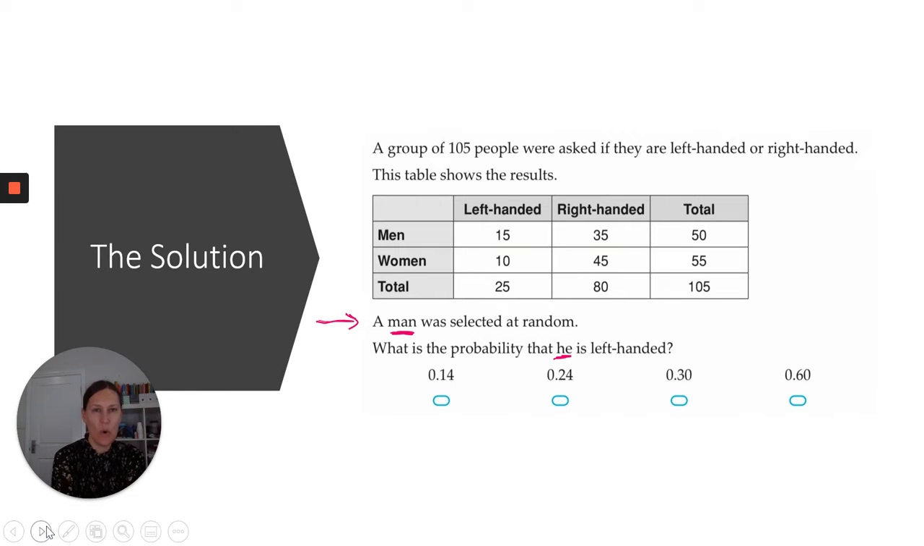We've got to find the important information from the question. And one of the most important things is this bit that I've highlighted here in pink. A man was selected at random. What is the probability that he is left-handed?